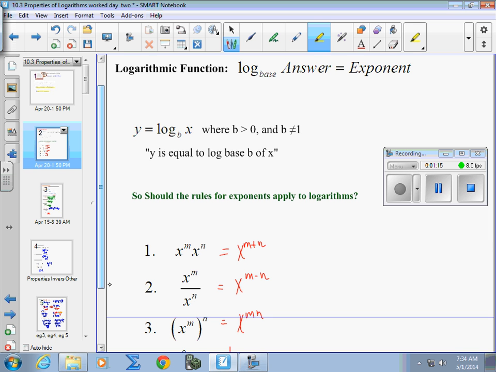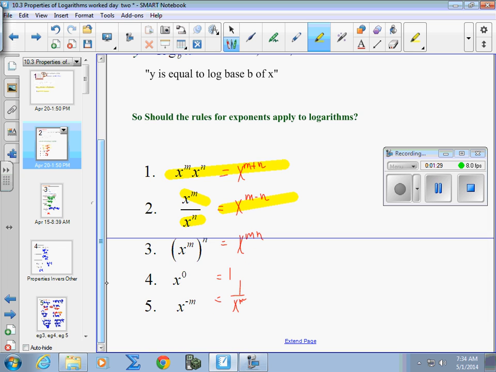Remember, x to the m times x to the n, you're going to add your exponents. X to the m over x to the n, you're going to subtract your exponents. X to the m raised to the n, you're going to multiply your exponents. Anything raised to the 0 power is equal to 1. Anything raised to a negative power is 1 over the number to the power. It's the same as the reciprocal.